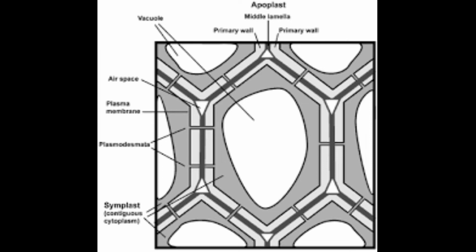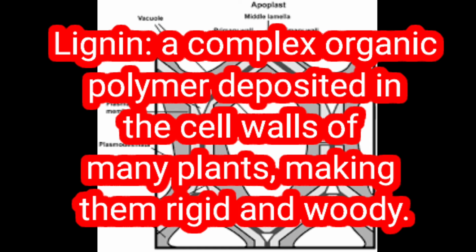As you can see in the diagram, the middle lamella is outermost, then the primary cell wall, and then the secondary cell wall. Lignin is a complex organic polymer deposited in the cell walls of many plants, making them rigid and woody. There are three types of lignin. These types are present in grasses, which contain no alcohol groups, in conifers, which contain one alcohol group, and the third one is present in the hard dicots, which contain two alcohol groups.